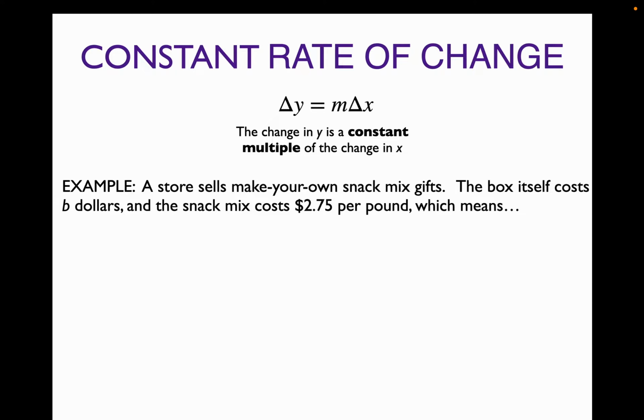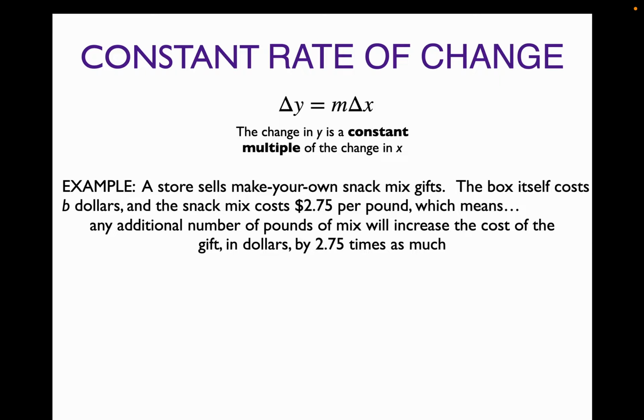So not just gas, but we've got another price situation, a more interesting price. A store sells make-your-own snack mix gifts. The box that it comes in is $B. Snack mix is $2.75 a pound. Oh, $2.75 a pound, that's like that $2 per gallon. That means for any additional amount of snack mix I put into my gift, it'll increase the price by 2.75 times as much, right? An extra half a pound would be half of $2.75 added onto whatever price I had before.